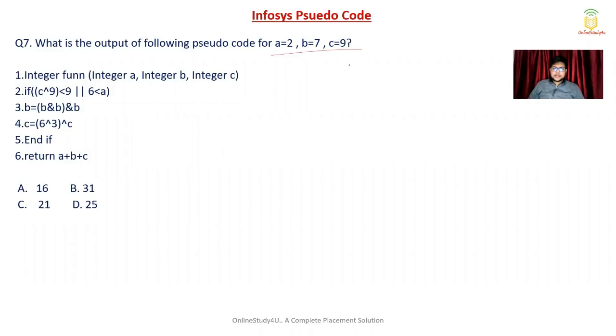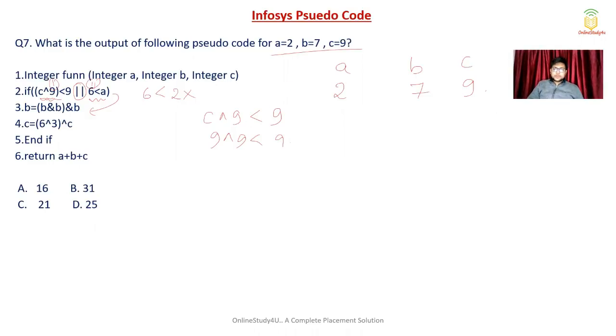Here we have three integers again. A is equal to 2, B is equal to 7, and C is equal to 9. Now I have to check if C or 9 is less than 9, or 6 is less than A. As told before, the or operator requires any one of the two conditions to be satisfied to come inside the if block. So is 6 less than A? No, it is not. So let's check condition 1. C or 9 less than 9. So basically 9 XOR 9 less than 9.